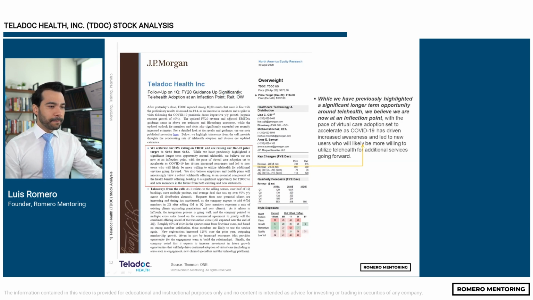So JP Morgan, what I found interesting was this section right here. This is the cover page of their research report. So JP Morgan says, while we have previously highlighted a significant long-term opportunity, like we've discussed previously, around telehealth, we believe we are not now at an inflection point. So they still don't believe that this is going to be widely accepted and hit mainstream where everyone adopts it, and then maybe they can go from 50 to 150 million people of the US population using their services. So they're not thinking that yet.